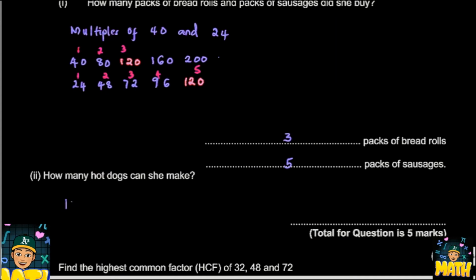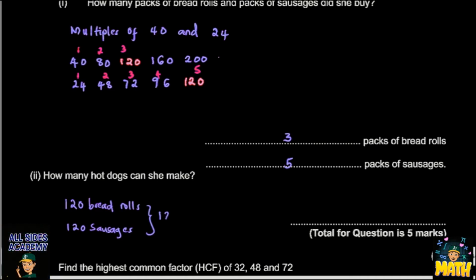And then in the second question, it asks how many hot dogs can she make? So ensure you know the number of each that she has. So that's 120 bread rolls and 120 sausages, and she needs one from each. So if we have 120 each, we'll need 120 hot dogs in that case, so 120.